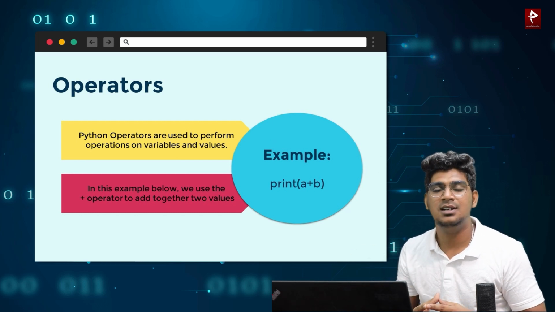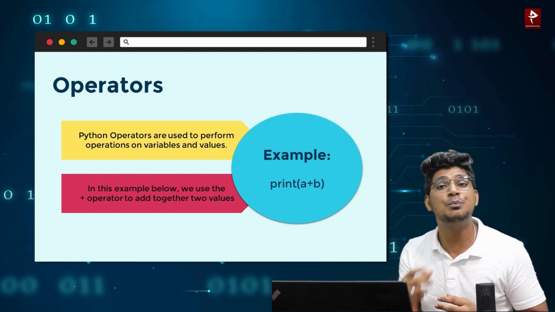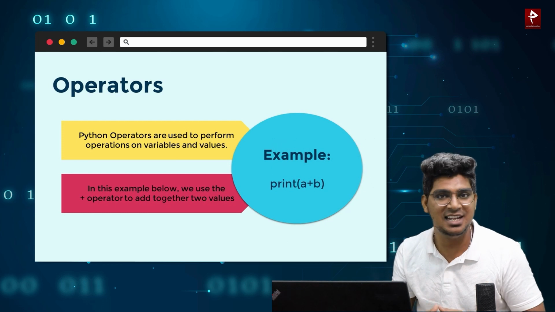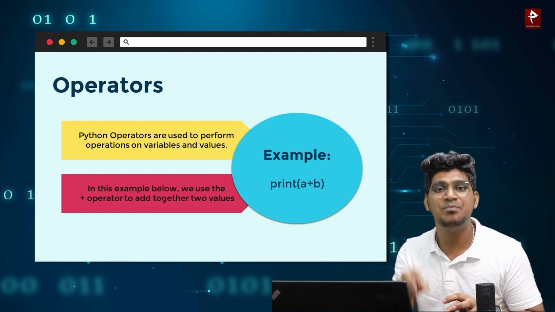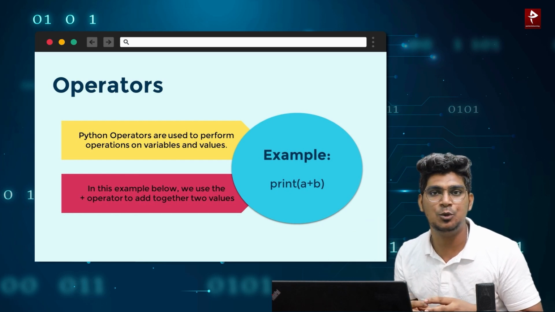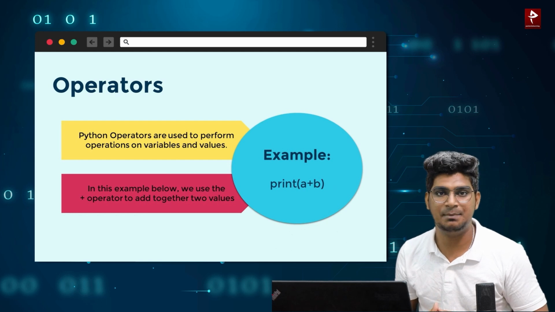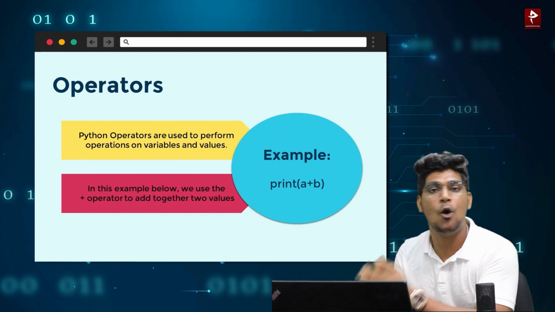What is the explanation of an operator? Python operators are used to perform operations on variables and values. What is the meaning of that? Depending on what kind of actions an operator performs on variables and values, we get the related output. For example, you would have studied in school arithmetic operators like addition, subtraction, multiplication. These are called operators.